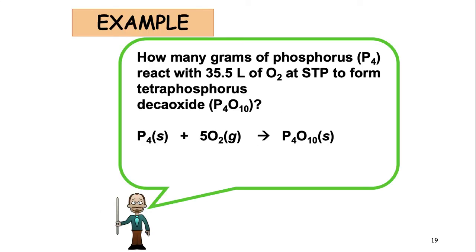Next example. How many grams of phosphorus react with 35.5 liters of oxygen at standard temperature and pressure to form tetraphosphorus decaoxide? This is the chemical equation. Make sure it's balanced first. Then you can compare the stoichiometry.